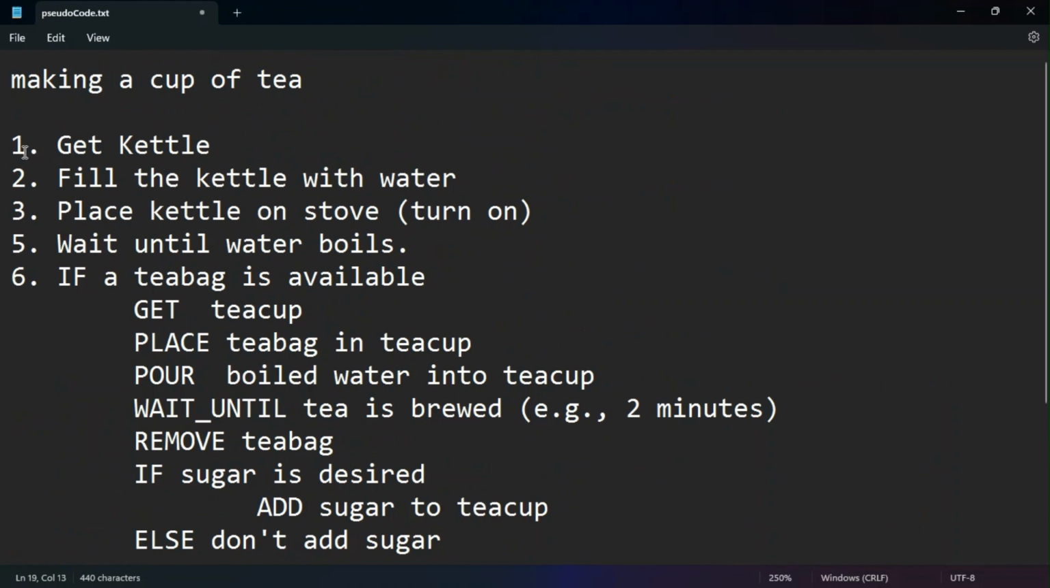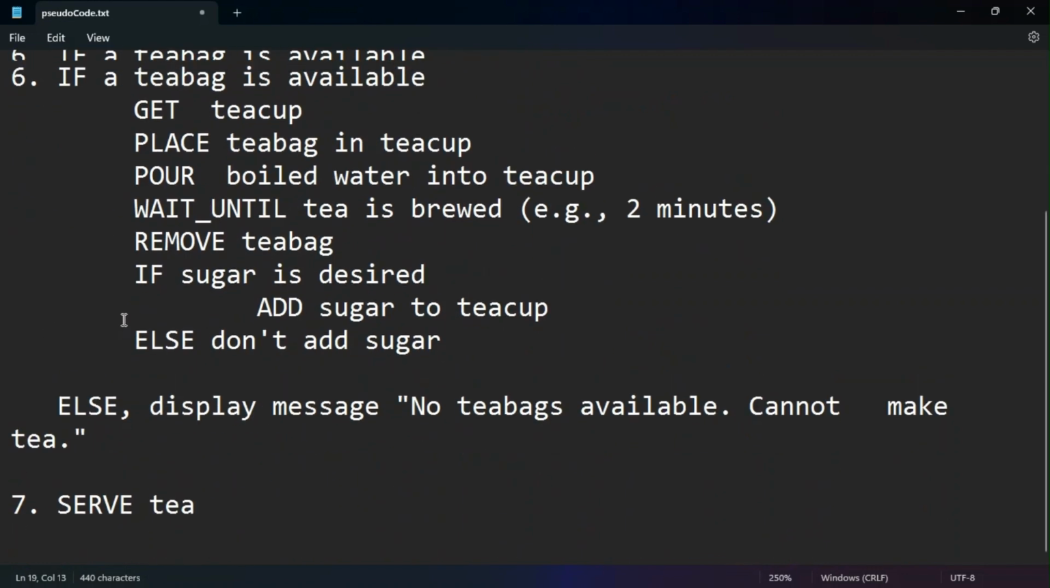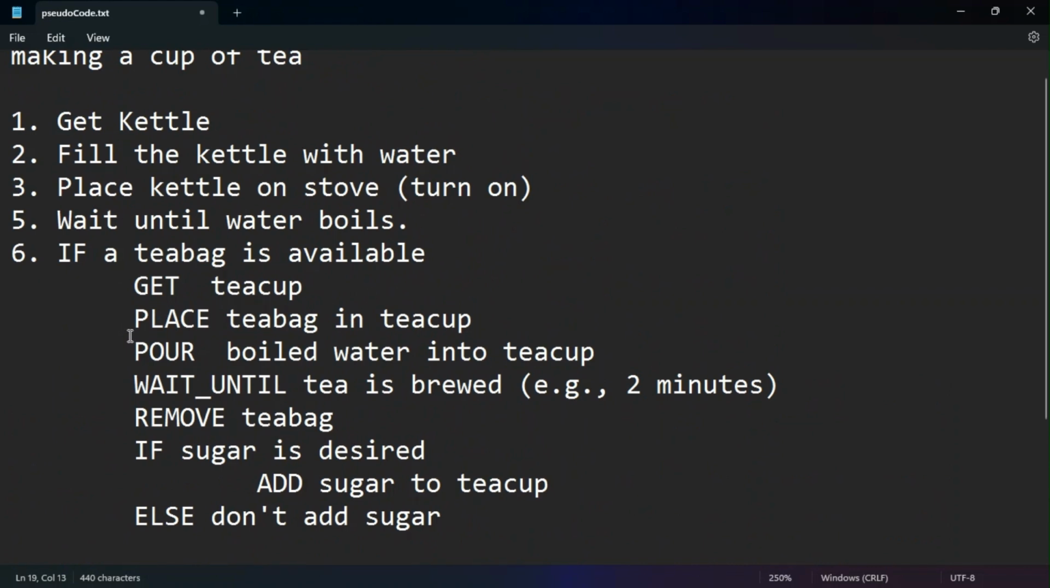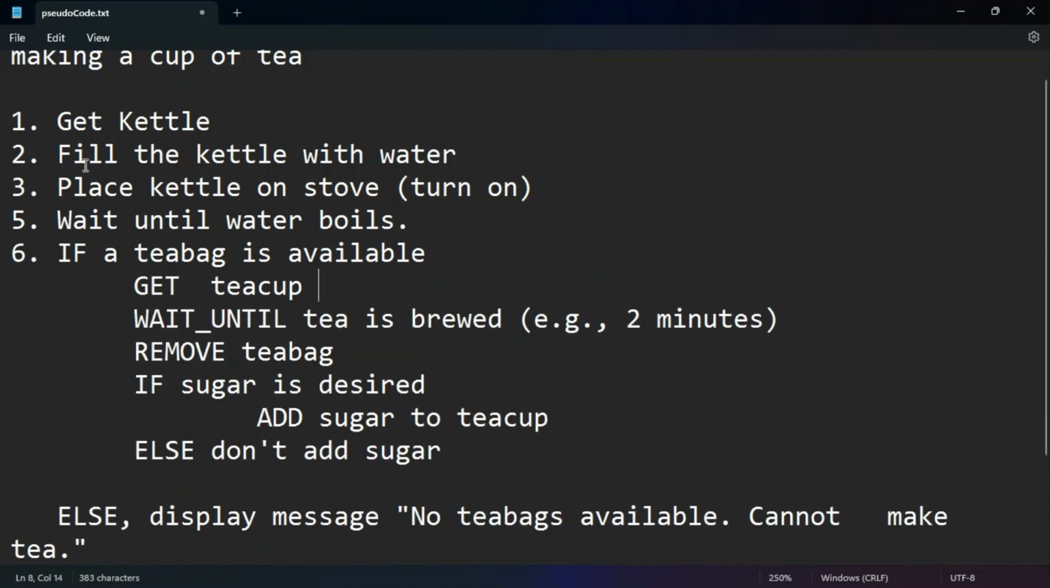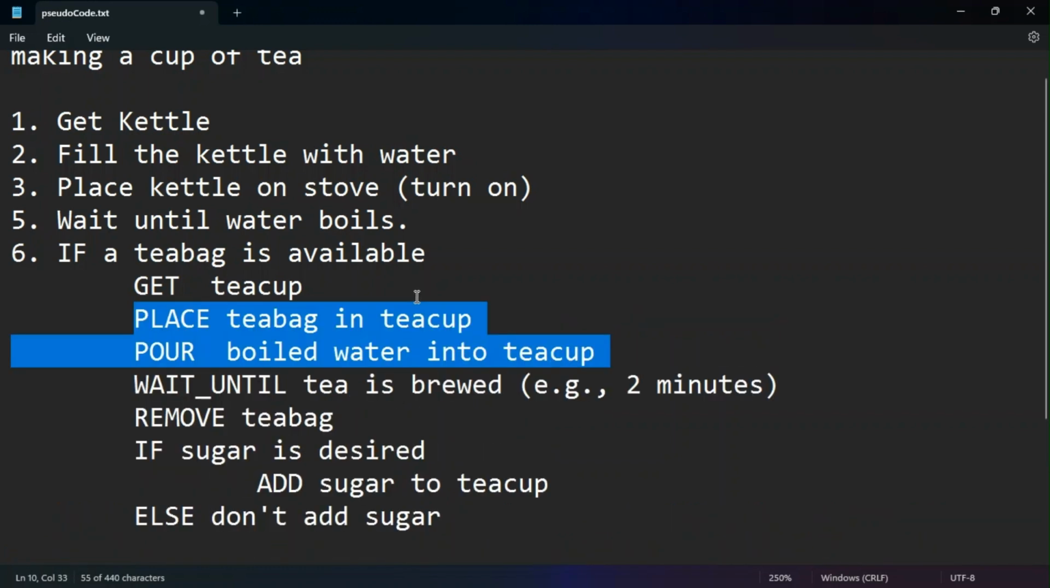What is important here is that each step follows each other logically. If, for example, we were to remove these steps over here, it's clear that the pseudocode is incomplete because we are getting a teacup and then all of a sudden we are brewing the tea. So it's important that each step follows each other logically. And that is a brief example of how to write your pseudocode.